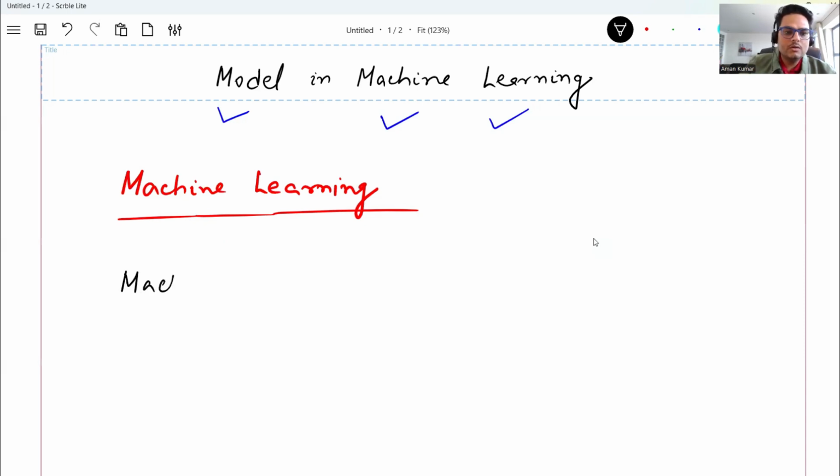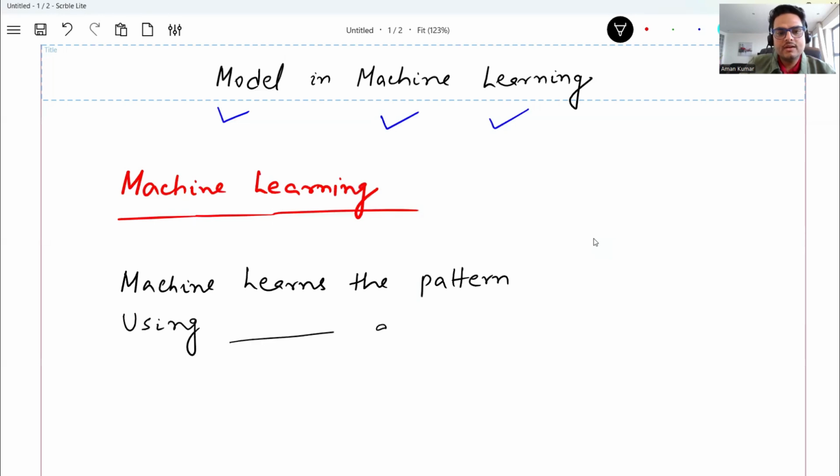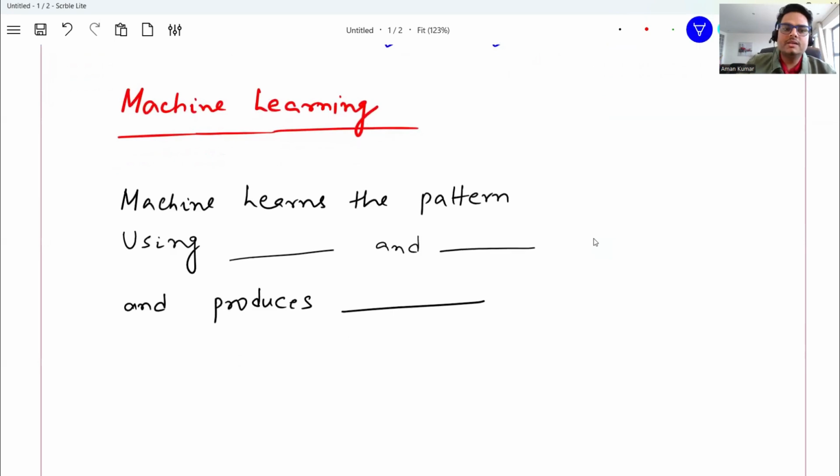Machine learns the pattern using. So for learning the pattern, machine needs something, right? So I will say here using dash and dash. Okay. And I will say here and produces dash. So how many blanks I have here? 3 blanks. 1, 2, and 3. Okay. If you understand what should go in these 3 places, then you will be very clear on what is machine learning.